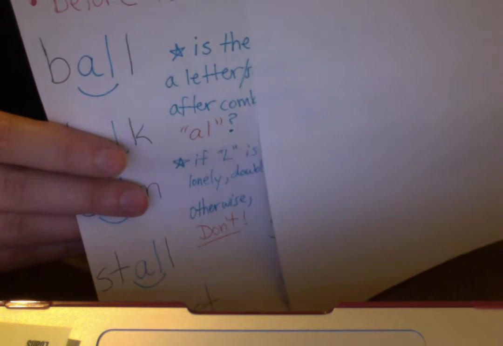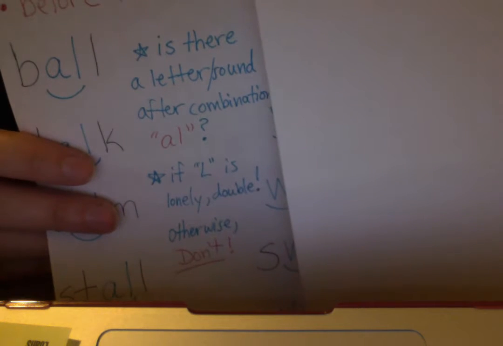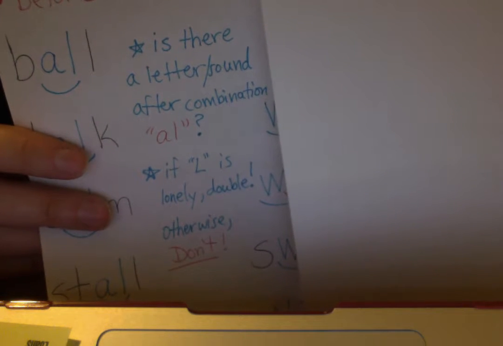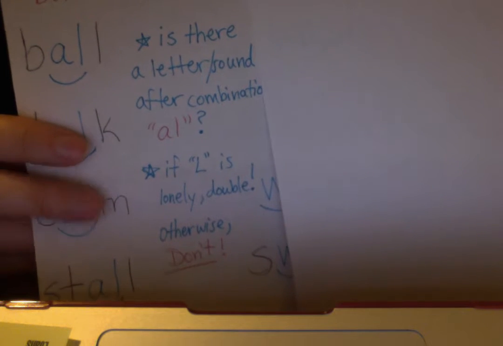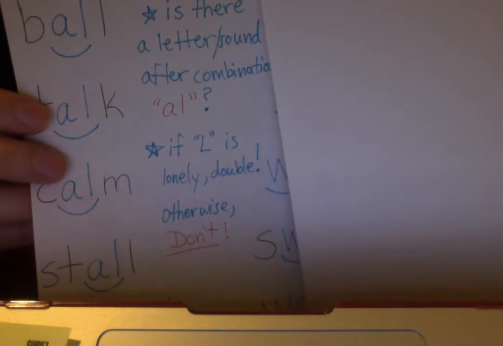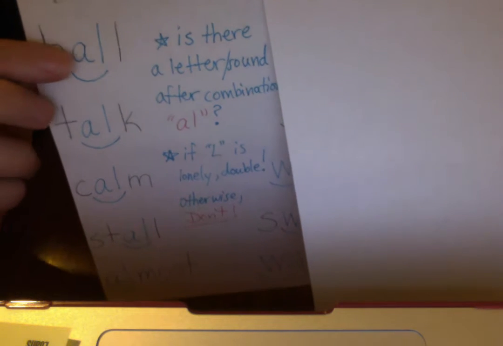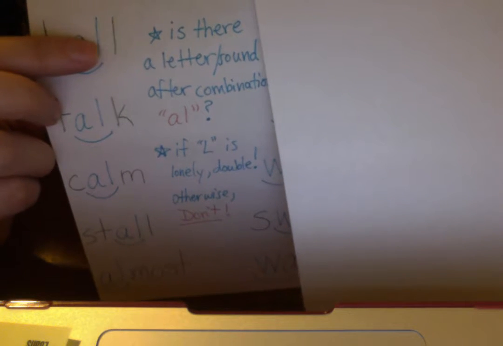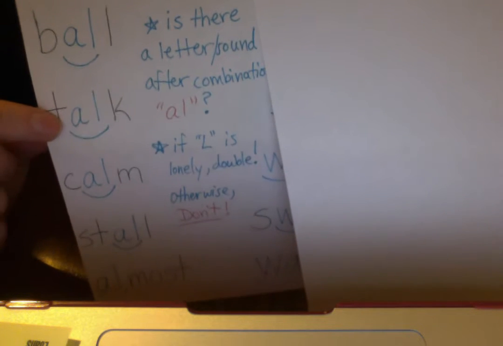Now, one question you want to ask yourself when you're talking about AL says all, we got a few things. First, is there a letter or a sound after the combination AL? If L is lonely, you need to double it, like in ball. All I hear is L at the end. But I can't have just one L because then the L's lonely. So he needs to have two. Ball.